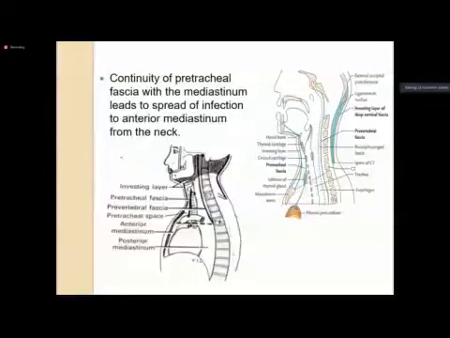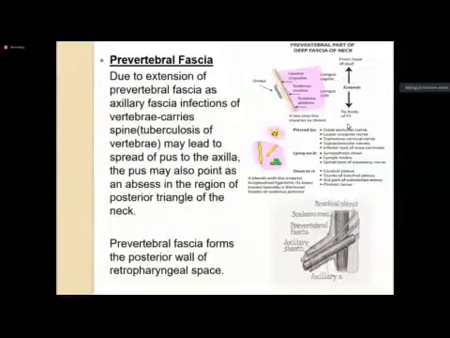Then we have this prevertebral fascia. A prevertebral fascia, it extends from base of the skull up to the body of the third thoracic vertebra. यानी आप देखो तो इसका extension कितना ज़्यादा है. और दूसरी चीज़ ये कि it continues with the axillary sheath. So obviously infection in the prevertebral region, जिसमें tuberculosis of the vertebra हो सकता है, may lead to spread of pus to the axillary region.